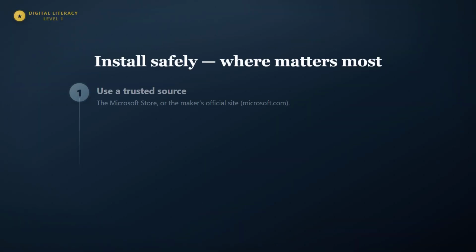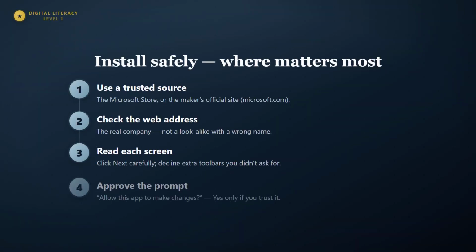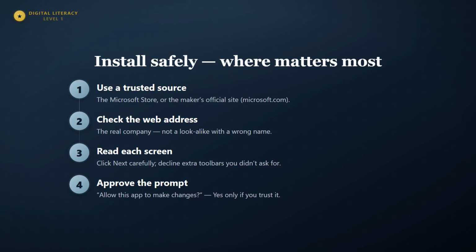So here's how to install a program safely. 1. Use a trusted source, the Microsoft Store, or the maker's own official website like Microsoft.com. 2. Check the web address is the real company, not a lookalike with a slightly wrong name. 3. Run the installer and read each screen. Click Next carefully and decline any extra toolbars you didn't ask for.